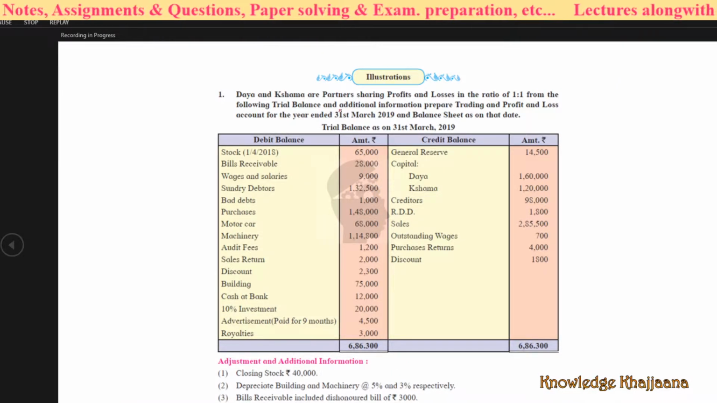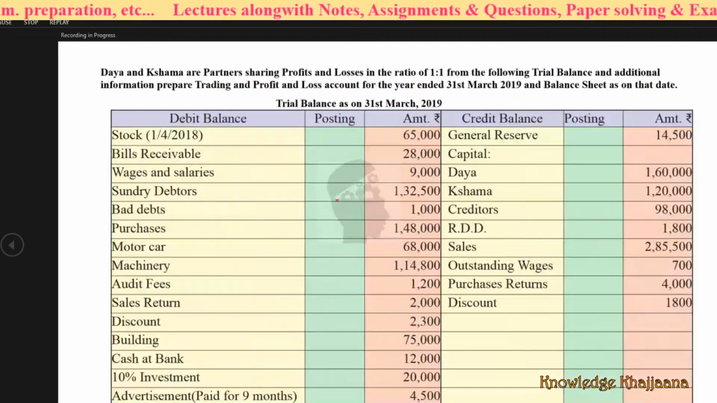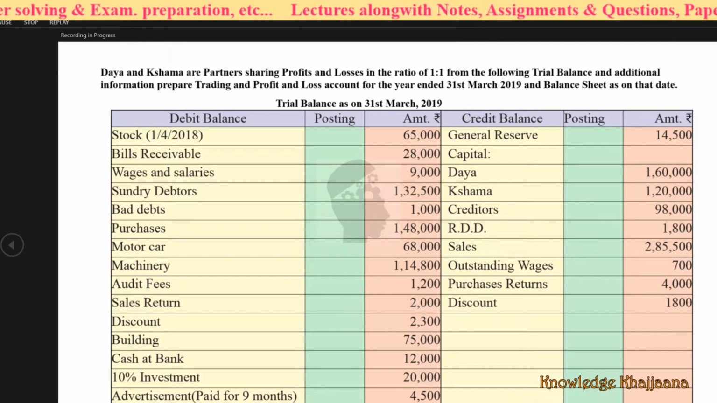Now let's move to our first illustration. It is of Daya and Kshama. I will read it out, don't worry. I hope that you have already drawn this ruling. I had told you to draw one more column for posting. We will record over here where it will be posted. I hope that you have already drawn this one more column in your book, that is for posting.